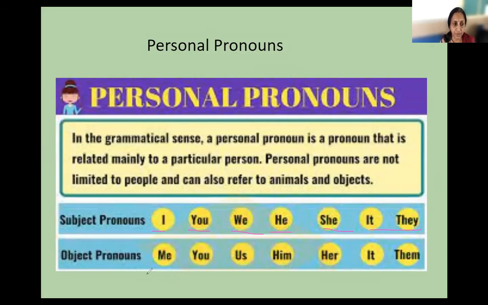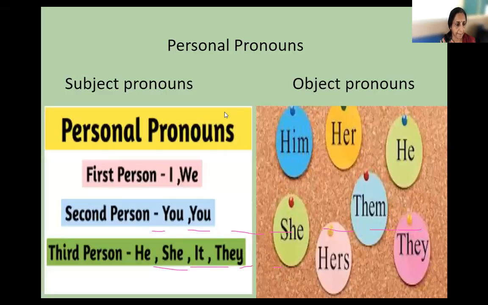And when you are talking about an object which is being replaced as a pronoun, then you will use me, you, us, him, her, it, or them. Now, I've already told you that personal pronouns can either be subject pronouns or object pronouns. Just him, her, them, us.